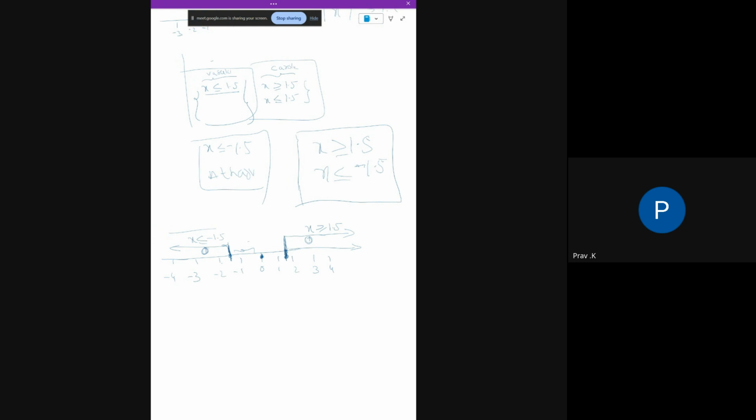So when I say mod x is greater than or equal to 1.5, you have two equations: x is greater than or equal to 1.5 or x is less than or equal to minus 1.5.